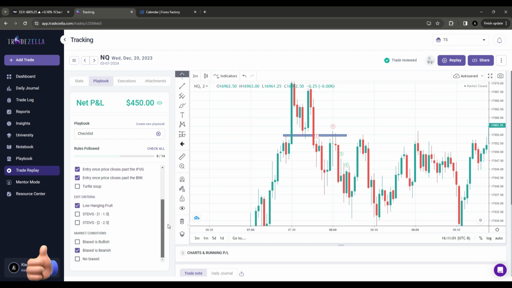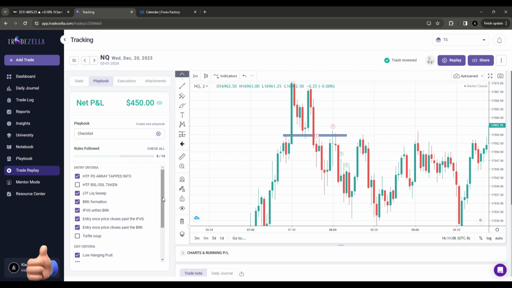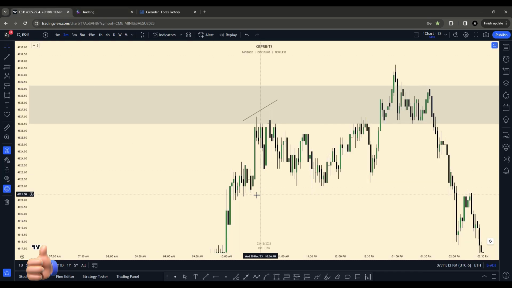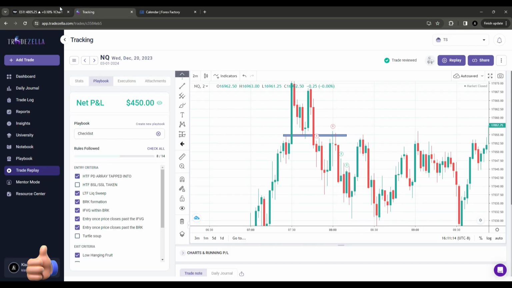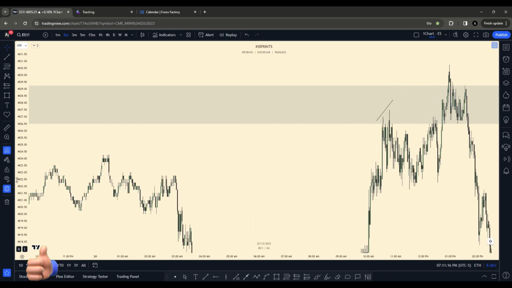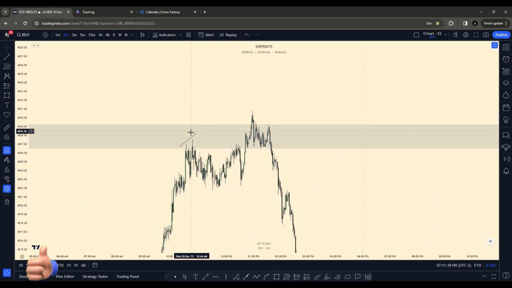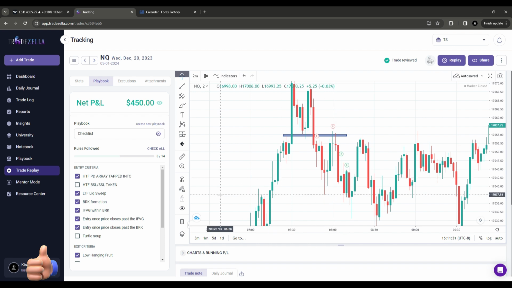If you guys want to, write this down, screenshot it. It says rules followed, but I mean, they're all discretionary. For example, high time frame PD array tapped into, it was on ES. It wasn't on NQ. So I'm also watching ES as I'm watching NQ, and this is actually the high time frame PD array we tapped into that was used to frame our model. And this is actually a 4-hour fair value gap on ES. So we use that to frame NQ's model.